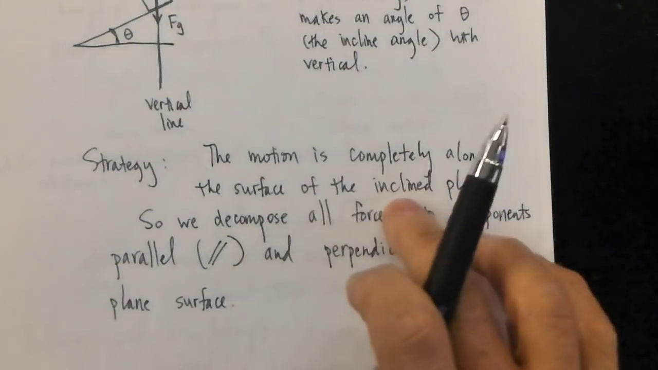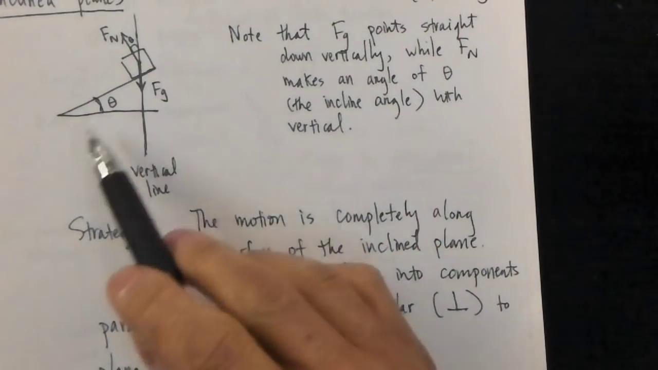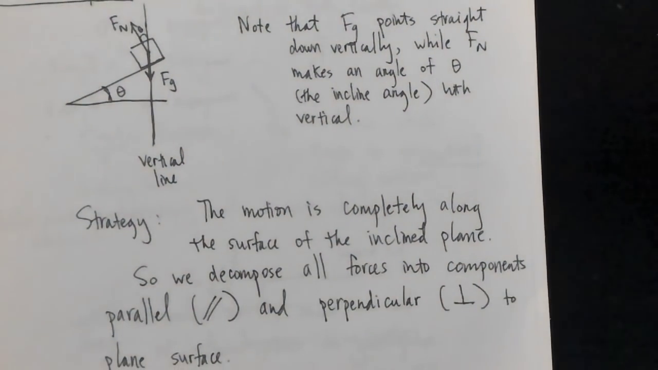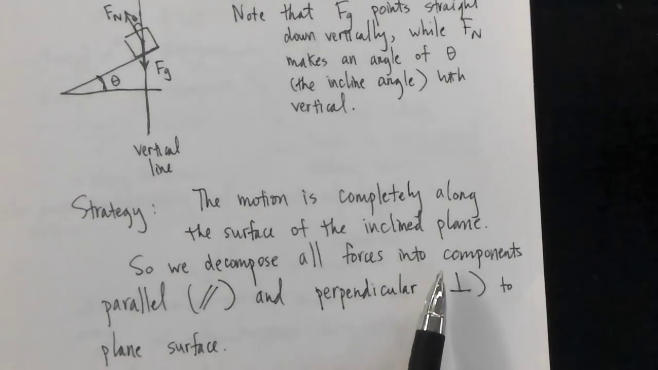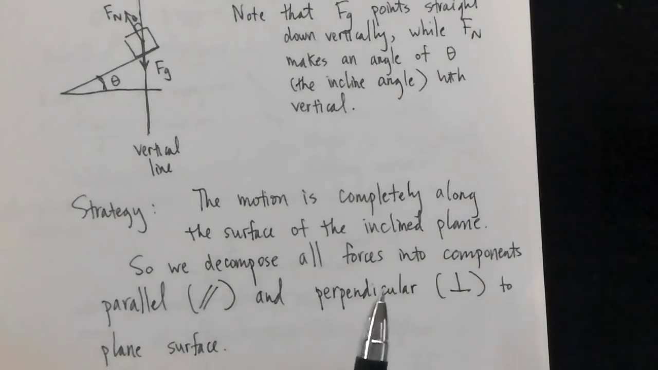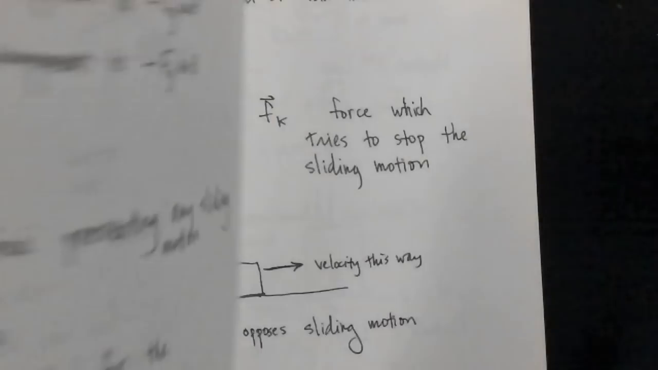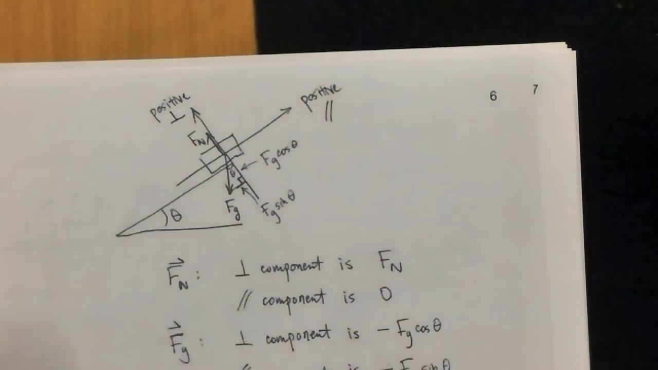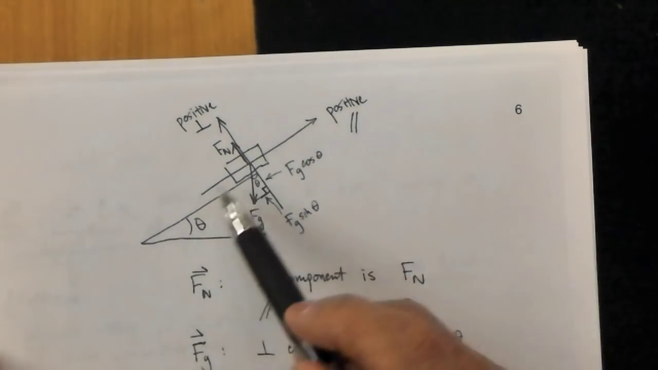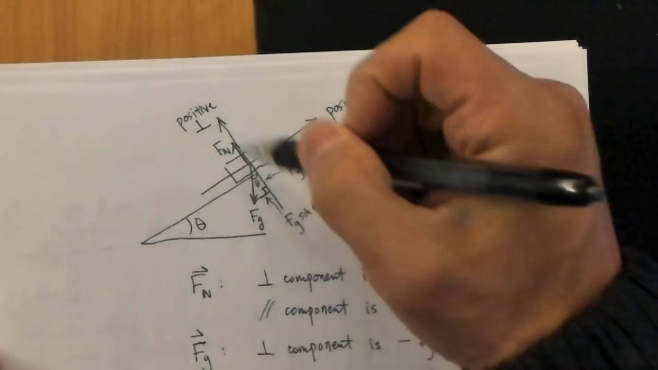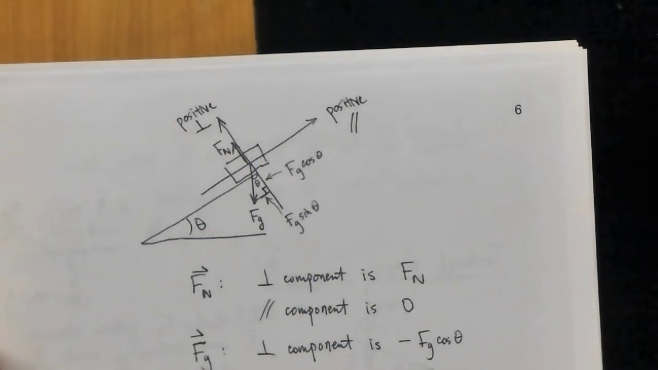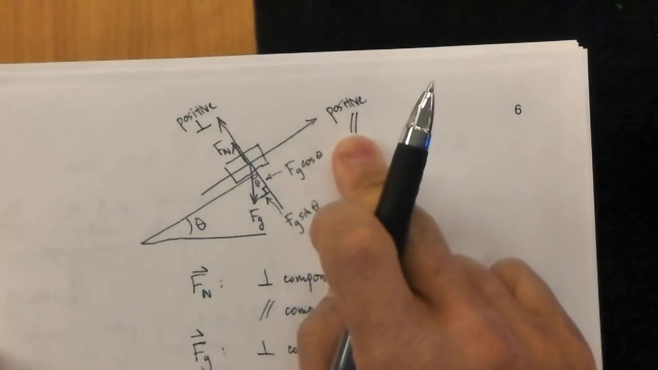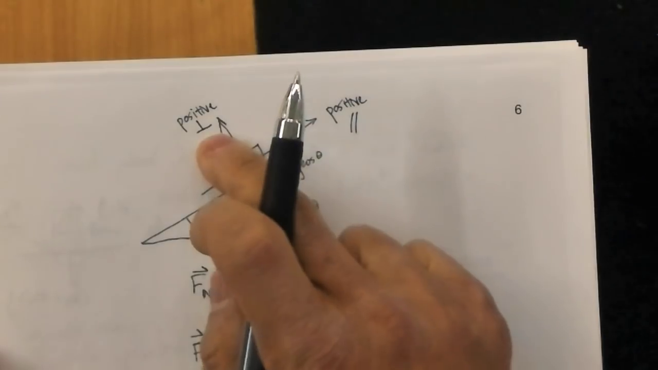And the strategy is that the motion is completely along the surface of the inclined plane. It's along the surface. So we decompose all forces in terms of components parallel and perpendicular to the plane surface. So you can think about having components parallel to the surface and components perpendicular to the surface. This is my symbol for parallel, this is my symbol for perpendicular.